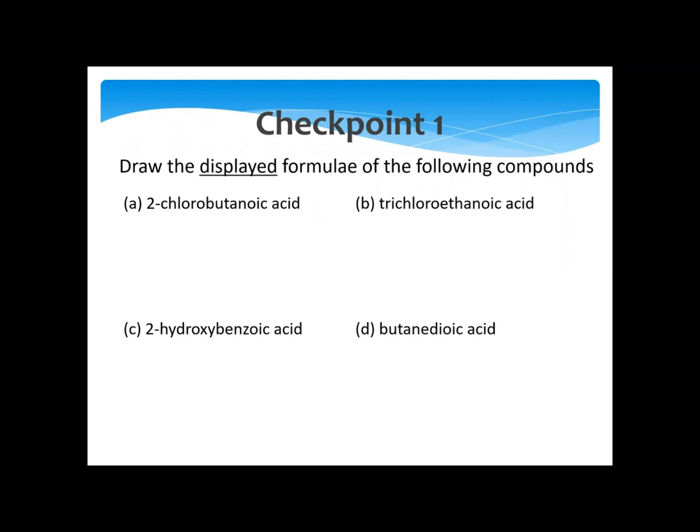Okay, 1 minute's up. I hope you have had the chance to draw all the displayed formulae. A reminder, for displayed formulae, all bonds must be drawn out. Show all the bonds. First one, part A, 2-chlorobutanoic acid. Butanoic acid has got 4 carbons, so on carbon number 2, there's a chlorine.